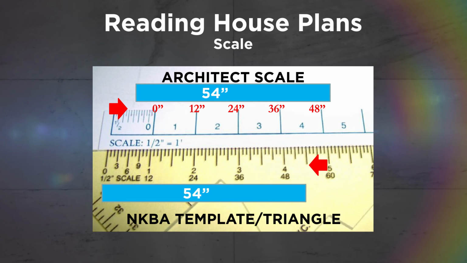The starting point is 6 inches to the left of 0 plus 4 feet to the right of 0. Therefore, the total length of the blue line is 54 inches when using the architect scale. You can see it's easier to measure the same distance when we're using the NKBA triangle. We start at 0 and 6 inches beyond 48 inches would be 54 inches.